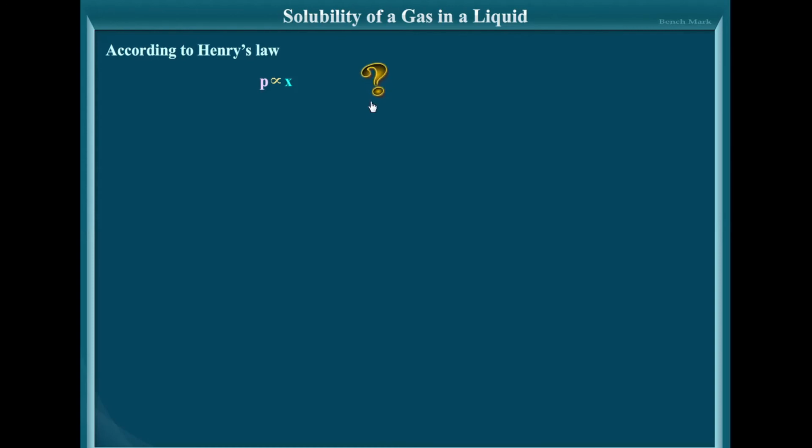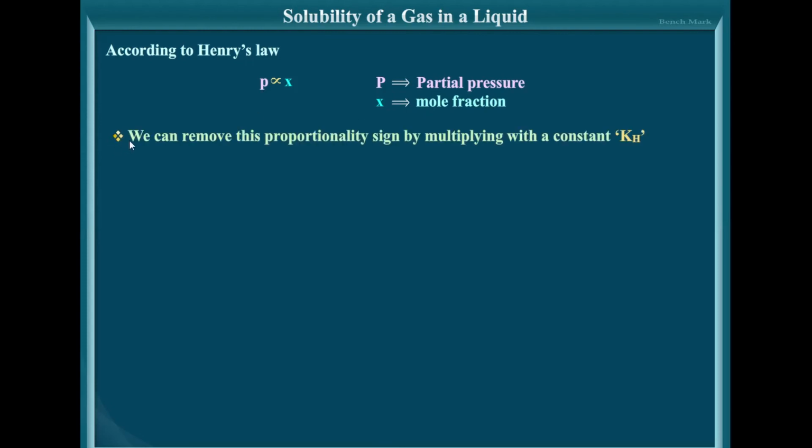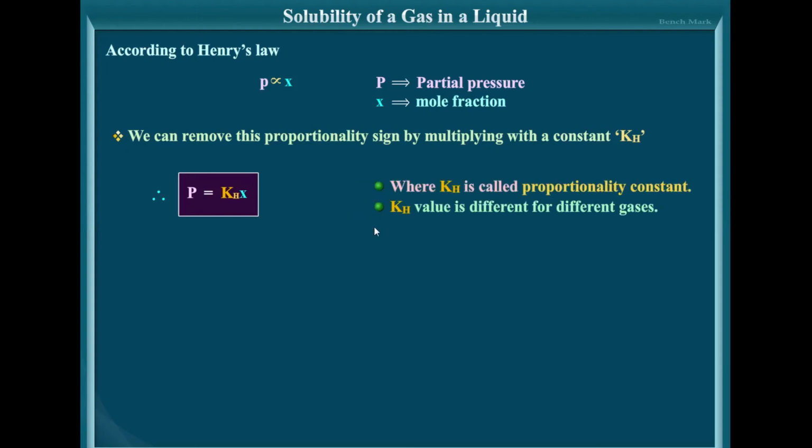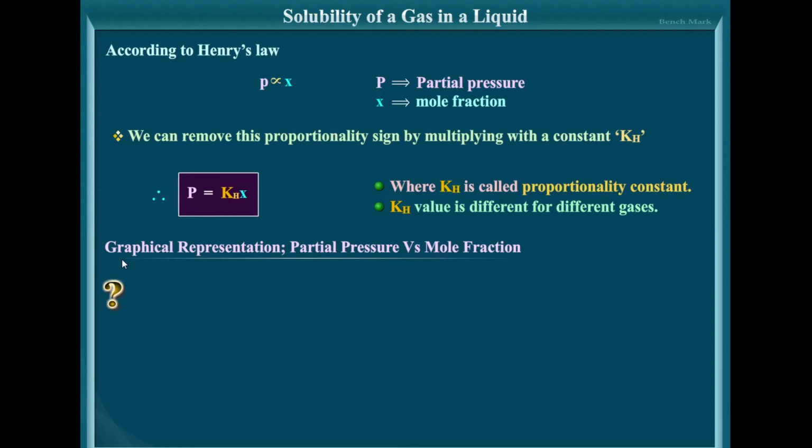According to Henry's law, P is directly proportional to X. That is, the partial pressure of the gas in equilibrium is directly proportional to the mole fraction of the gas. P is the partial pressure, X is the mole fraction. We can remove this proportionality sign by multiplying with a constant Kh. So it becomes P is equal to Kh into X, where Kh is called the proportionality constant, and it is called the Henry law constant.